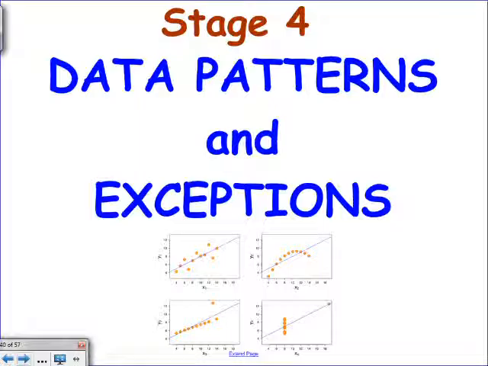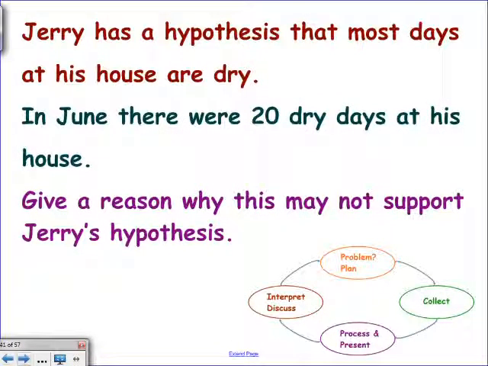So, data patterns and exceptions. Here's an example of what you could say with respect to stage 4. Jerry has a hypothesis and he says that most days at his house are dry. He obviously doesn't live in Lancashire. So that's his hypothesis. He then collects the data and measures 20 dry days in June. And then he concludes that, and we have to discuss why this may not support his hypothesis.